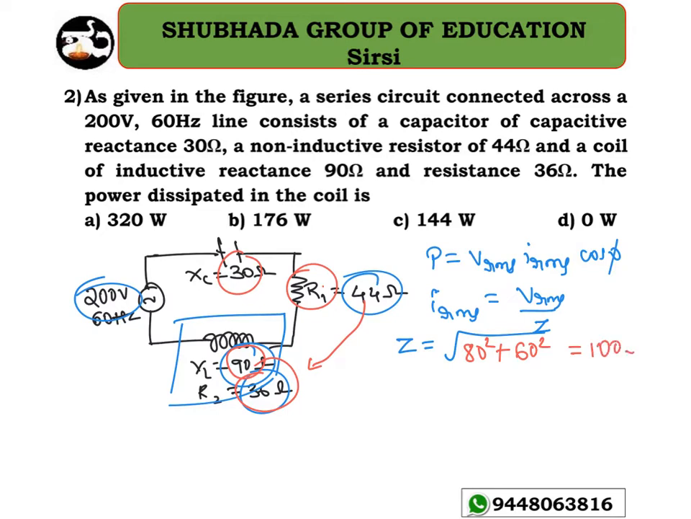100 ohm. Therefore the current Irms must be equal to Vrms, 200 volt, divided by Z, 100 ohm, which is going to be 2 ampere current. Now the current flowing through the circuit is 2 ampere. The same current, 2 ampere, will be flowing through this coil as well.